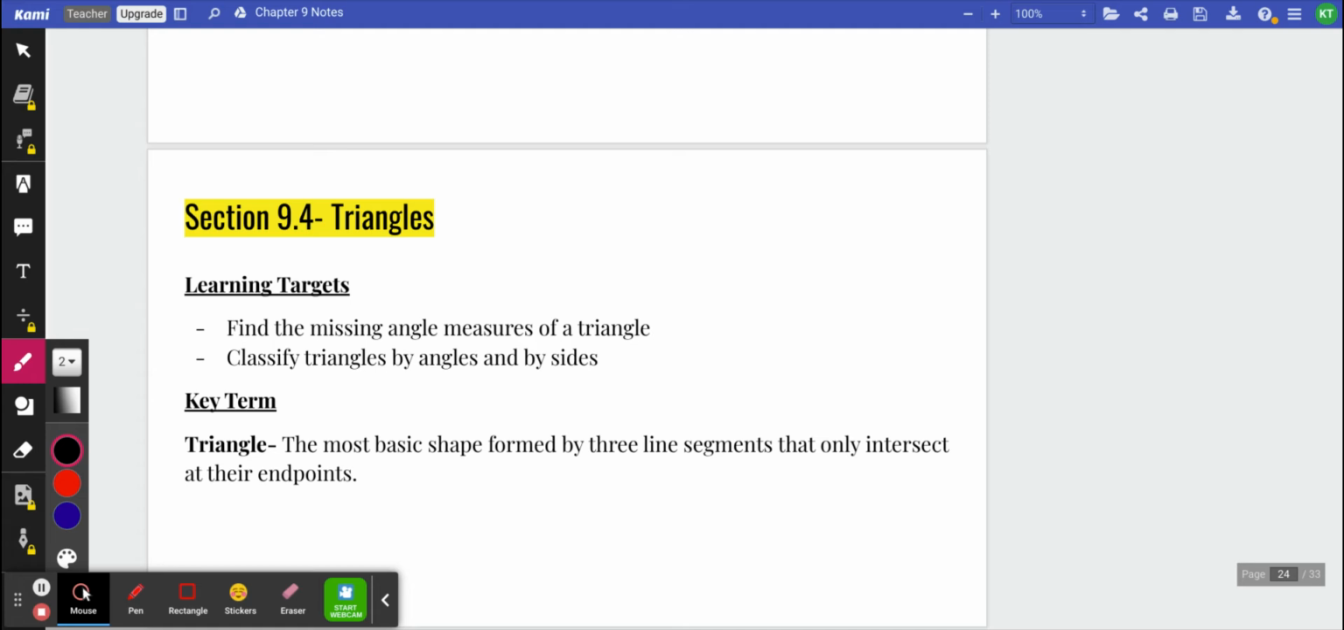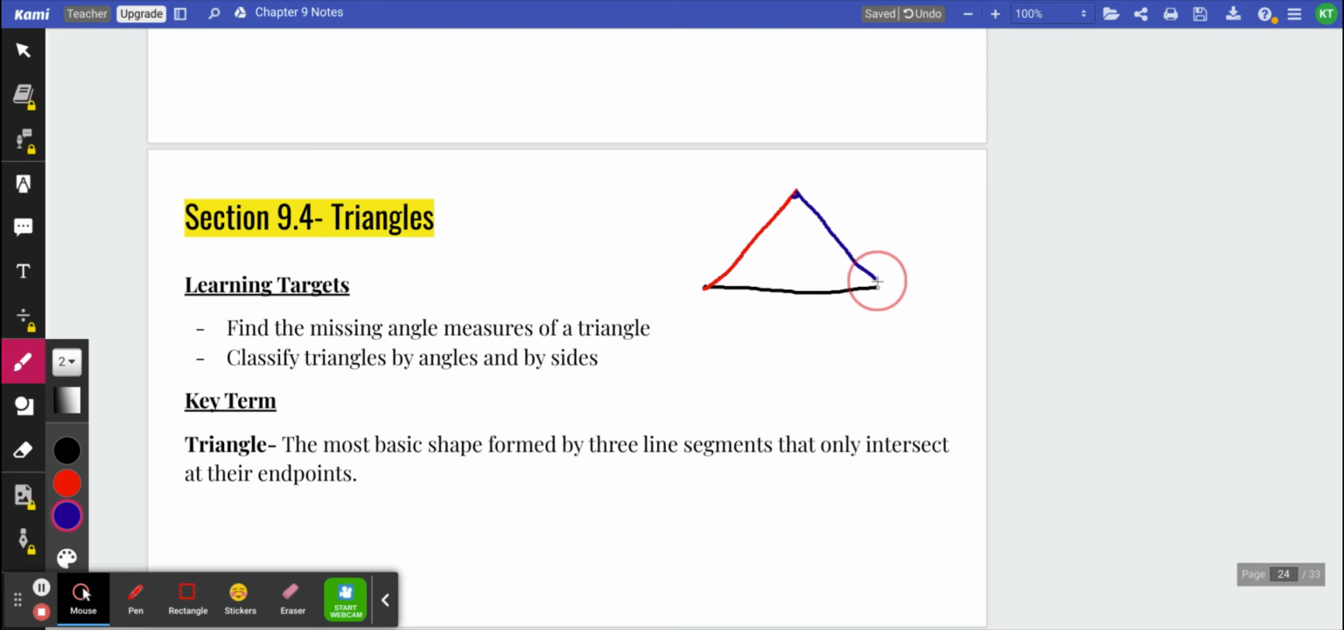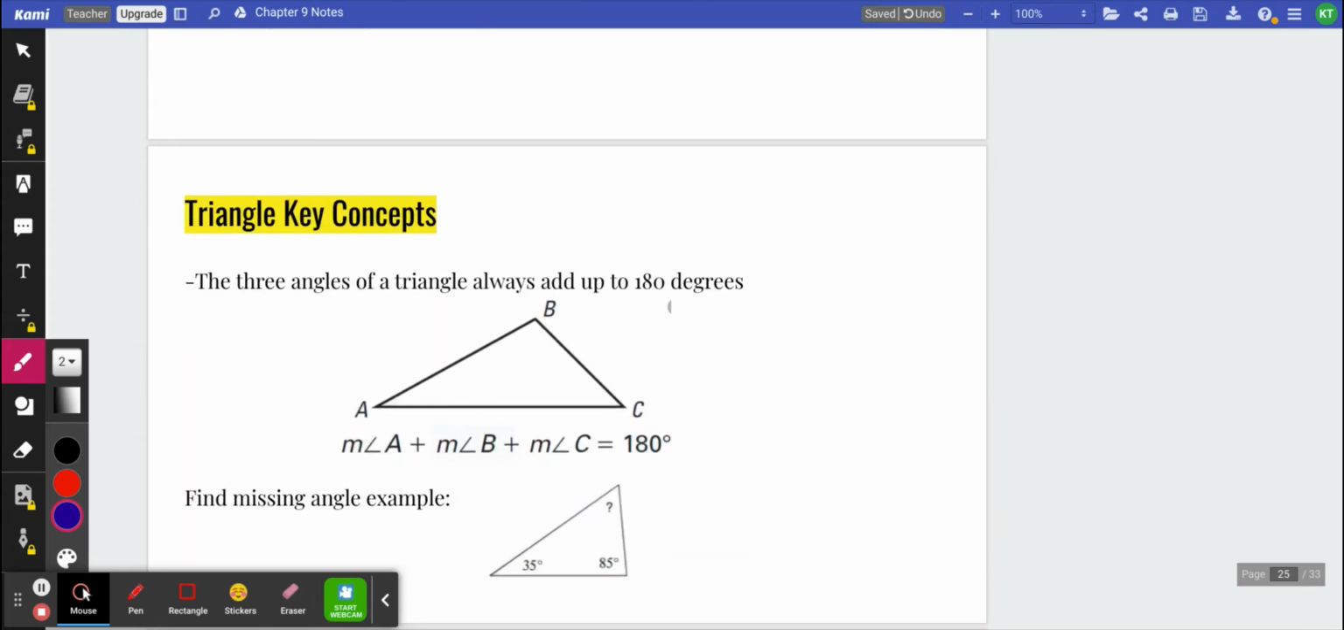So triangle is the most basic shape, right? I mean, if you think about it, if you just have one segment, you have a line, okay, and then if I add in a second segment, I have an angle, all right, and when I have this third segment, now all of a sudden I have a triangle, that has one, two, three sides, and one, two, three angles.